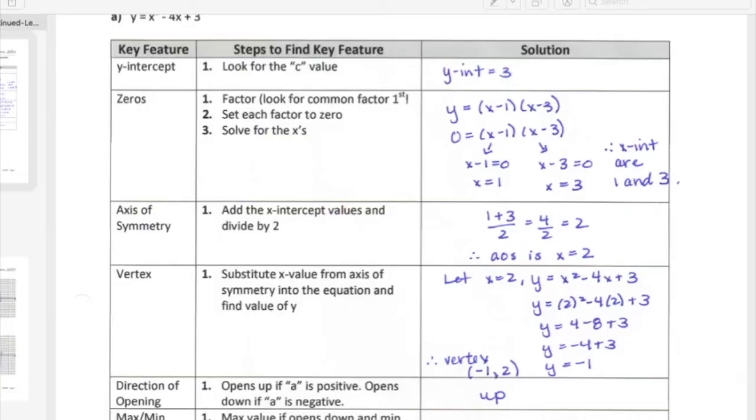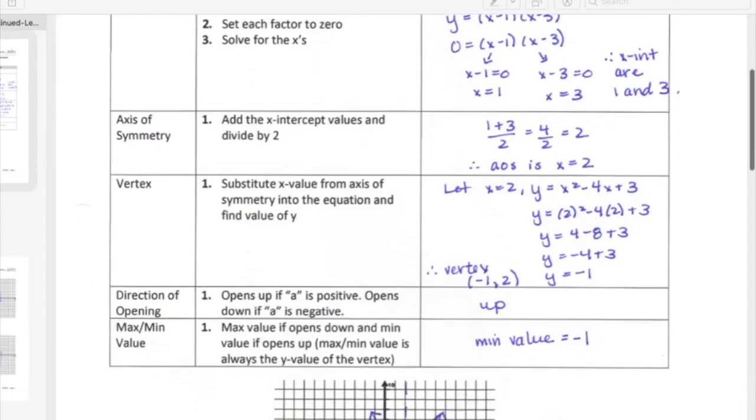So the way we figure that out is to take our x-intercept values and add them and then divide by 2. So if one of my values is 1 and the other value is 3, I'm going to add them together and divide by 2. So 1 plus 3 is 4, divided by 2 equals 2. So therefore the axis of symmetry, or the AOS, is at x equals 2. That line that cuts that parabola right in half runs right through positive 2 on the x-axis.